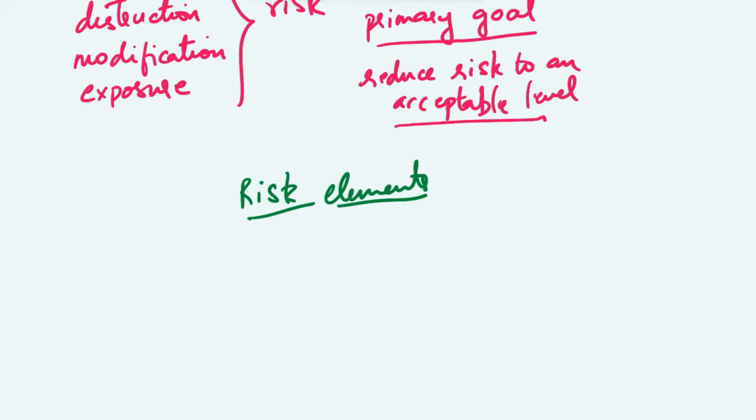Risk elements refer to the key components or factors that contribute to the existence and assessment of risks within an organization or a specific context. These elements help in identifying and understanding the nature and potential impacts of risk. Let's see some of the common risk elements. First risk element that we'll discuss is assets.